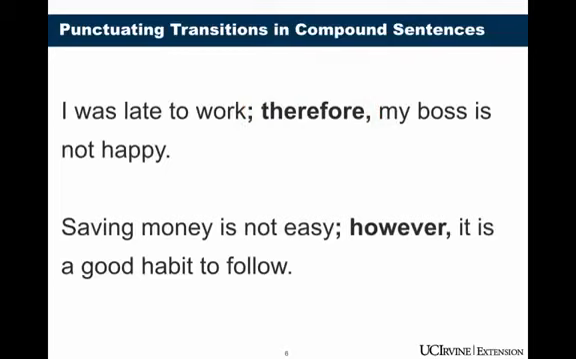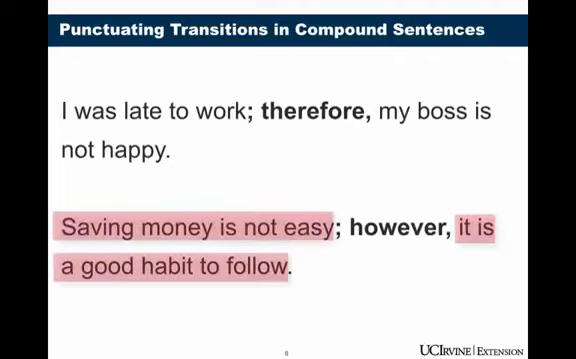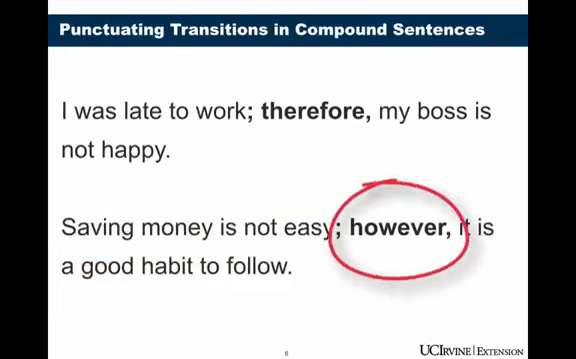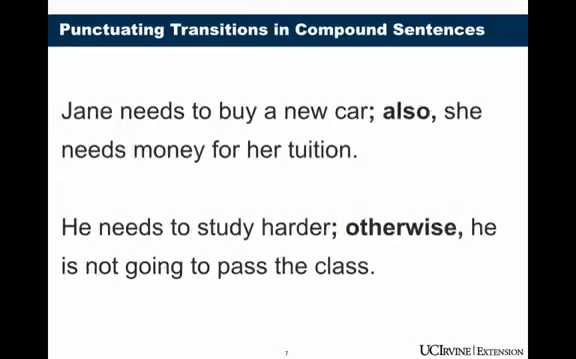Look at the next example. Saving money is not easy; however, it is a good habit to follow. Again, I have two sentences, and I'm joining them with a transition word. So I have to put the semicolon in front of the transition and a comma after the transition. This makes a second type of compound sentence. Let's look at a couple more examples.